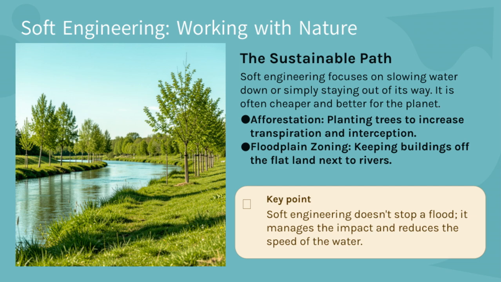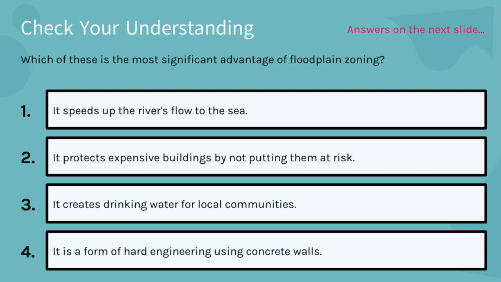This makes it more sustainable because it accepts that rivers need space to flood naturally. Let's check your understanding of soft engineering. The question is, which of these is the most significant advantage of floodplain zoning?